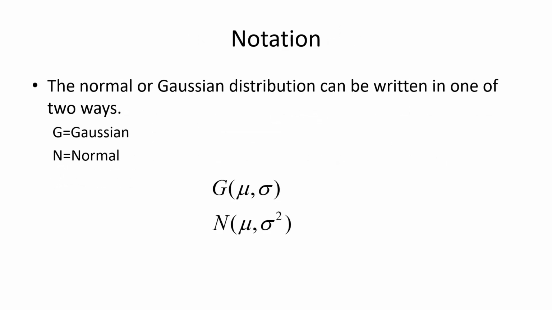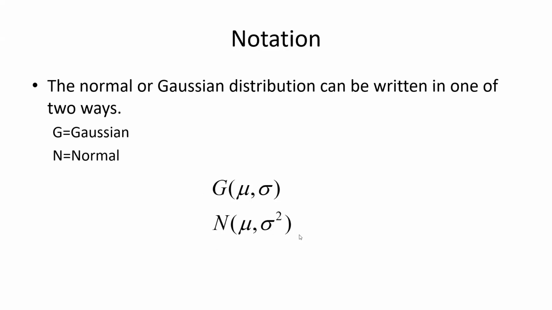The most common distribution used is the normal distribution or the Gaussian distribution. Here we have a mean, and the uncertainty is captured by sigma or sigma squared. This is the exact same thing, just slightly different notation. For the Gaussian distribution, I just put in the sigma, and for the normal distribution, I put in sigma squared, but it's the exact same thing.